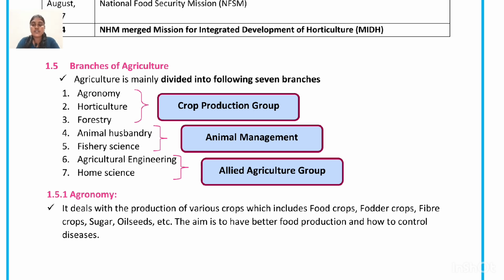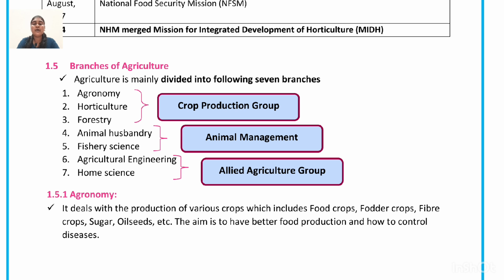And next we have home science. Once we have got the produce, how can we add value to these produces and better utilize them, so that we can achieve national food security? The study of the utilization of resources and agricultural produce in a better way to achieve food security is dealt with under the branch of agriculture known as home science.